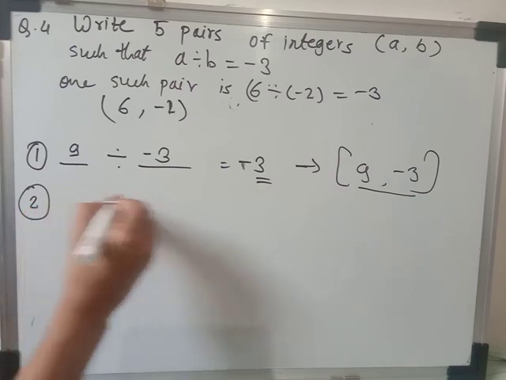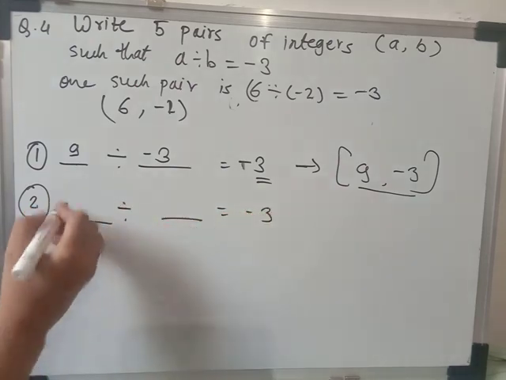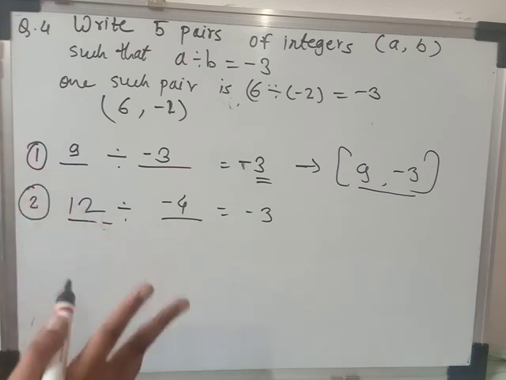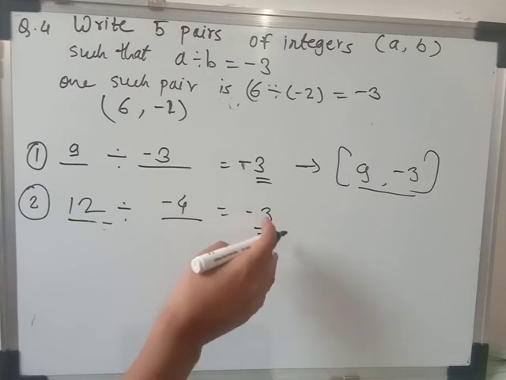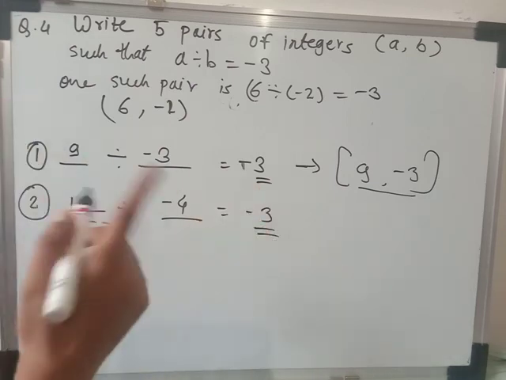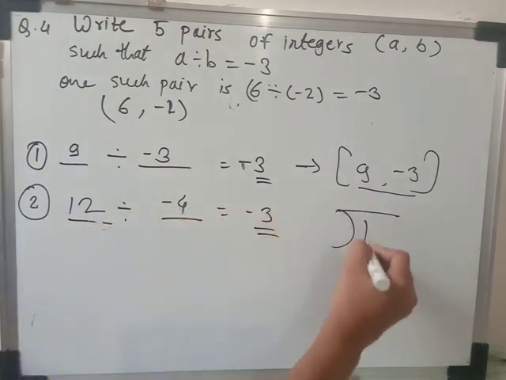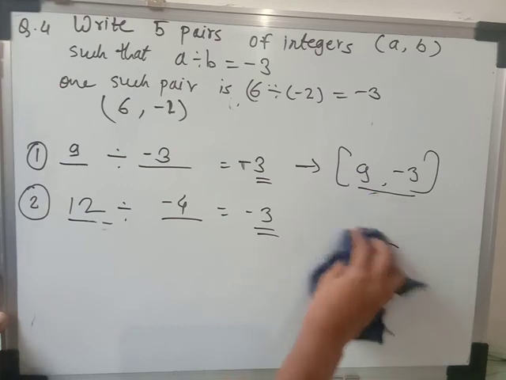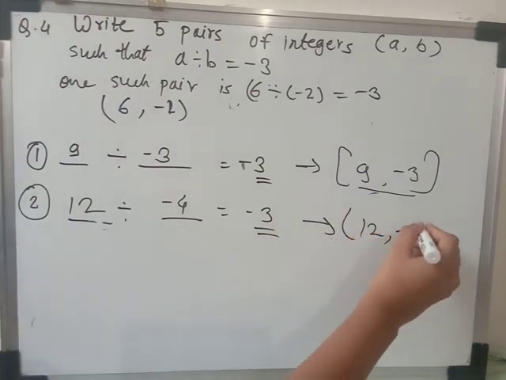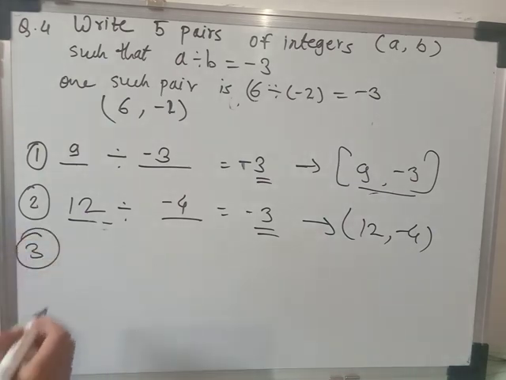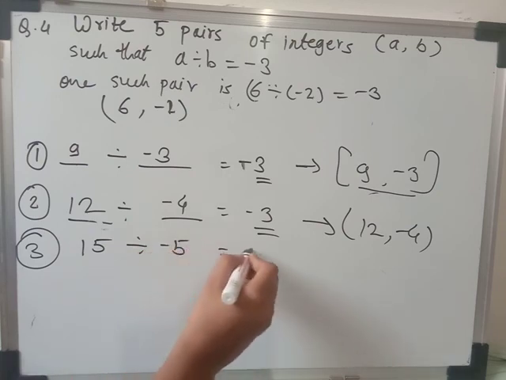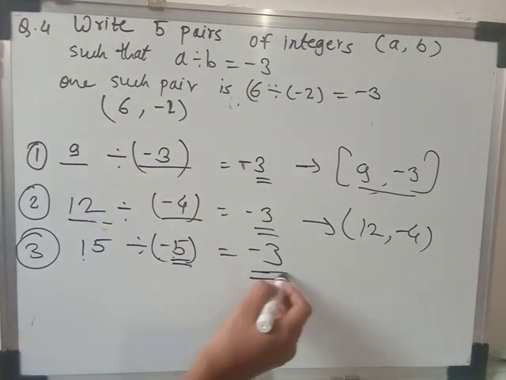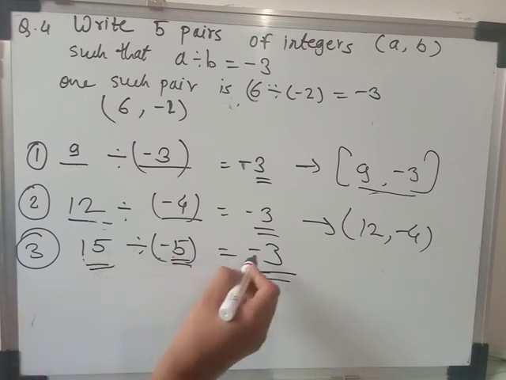Now if I take again, we have to find the pairs. If I take 12 and -4. Remember, students, out of the two integers one integer should be negative, because our quotient, the final value, is negative. So 4 3s are 12, so our next pair is 12 and -4. In this way we have to make 3 more pairs. Here I'll take 15 and -5, because 5 3s are 15 and 5 is the negative integer over here. So easily we can get -3.